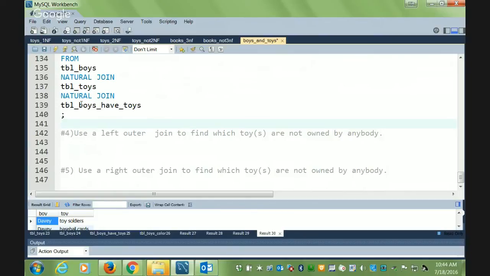Now let's look at this outer join. What is this outer join? They come in two flavors. I've said use a left outer join. I've said use a right outer join. Let me tell you what they are. They're like a join, but they work a little differently.